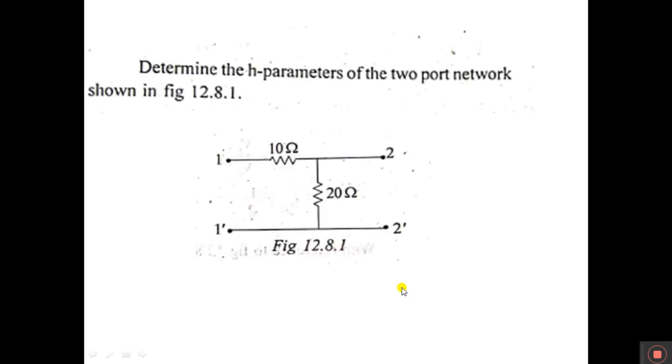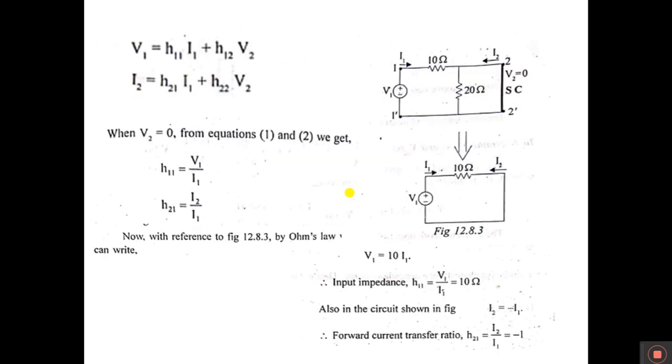Right? Now I will take example 1, just a simple problem. Determine the H parameter of the two-port network shown in figure. Here 10 ohm, here 20 ohm. First, we need to find H11 and H21. To find that, make V2 equal to 0. If I short this, applying voltage source here, because of this short circuit, this 20 ohm is invalid. Now directly I can write the equation V1 equal to 10 I1.